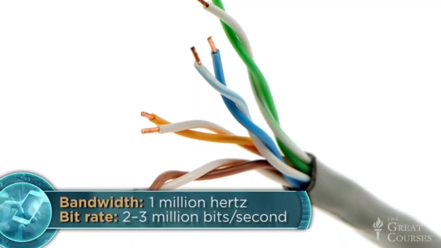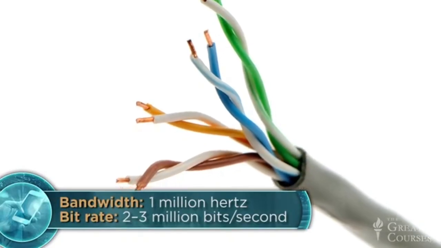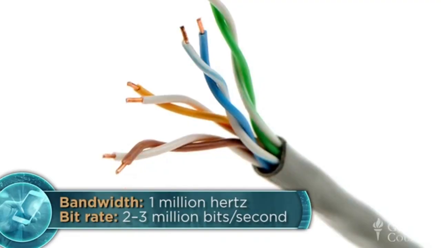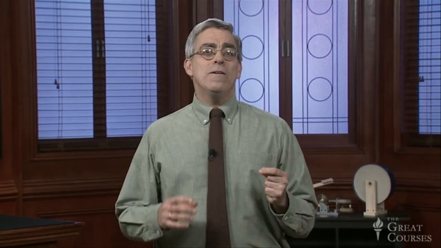all of the alternatives. Copper cable has a usable bandwidth of about 1 million hertz and can move data at a bit rate of 2 to 3 million bits per second. But impressive as these numbers might sound, they pale in comparison with other transmission media. And beyond their limited capacity, copper wires suffer from severe signal attenuation, which causes the signal to get weaker over a very short distance, and high susceptibility to noise and interference, which introduce errors into the data stream.